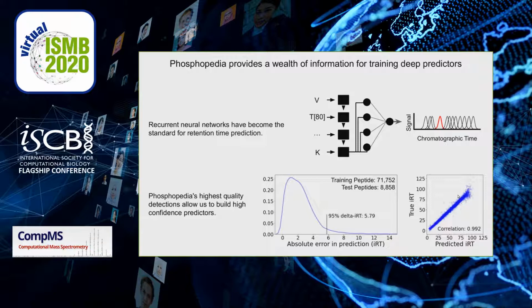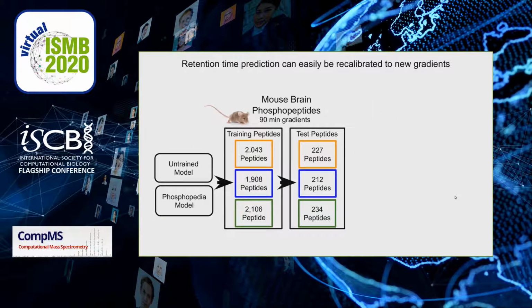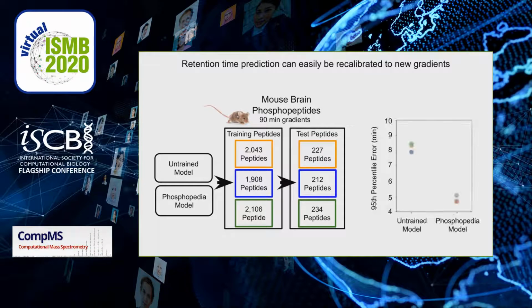While this can be used on its own to get IRT predictions for individual peptides, the models can also be easily recalibrated to even small runs, simulated here by a set of mouse brain phosphopeptide samples. Here, recalibration takes less than a minute, even on a CPU, and recalibrated predictions can obtain retention time windows that are minutes smaller than retraining from scratch.